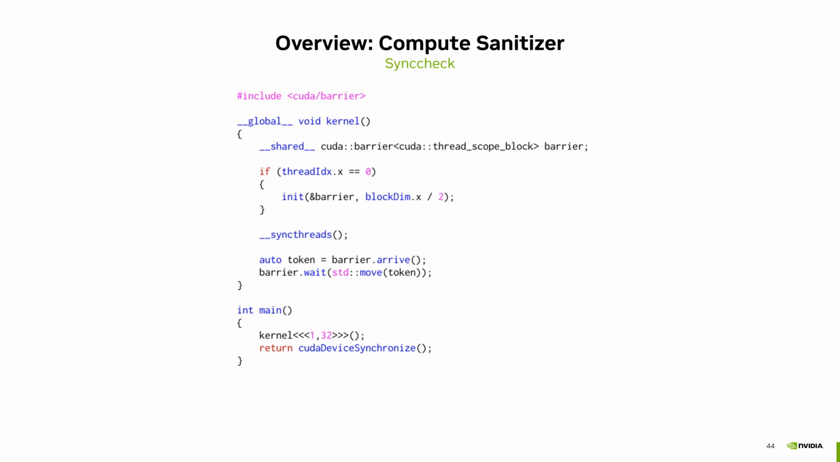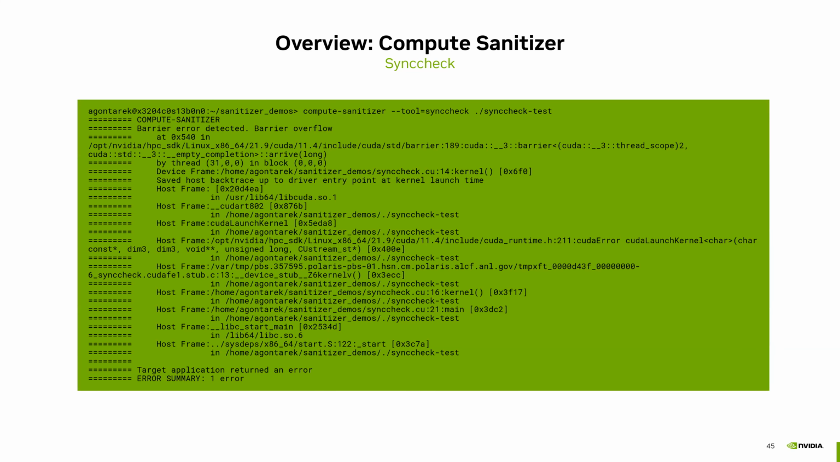So we have async threads, and then the barrier action takes place afterwards. So if we run this under the SyncCheck tool, we'll see that we have a barrier error detected, barrier overflow. Again, our source file line number, and it's at the arrives. So oops, we did not size this barrier to the correct size.